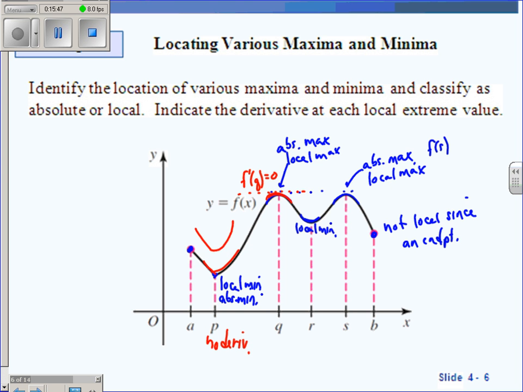At this local minimum, the tangent line would look like this. The slope of that tangent line is 0. So f prime of r is 0. At s, the tangent line at x equal to s is a horizontal line, and so that means that the slope of that tangent line at s is also going to be 0. And then at b, there's no local minimum or maximum there.